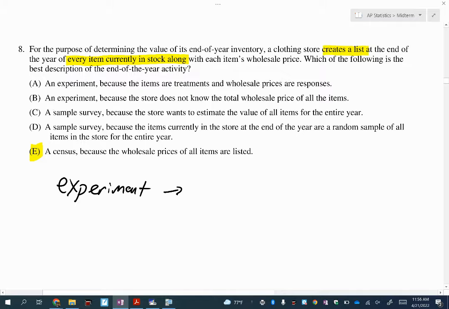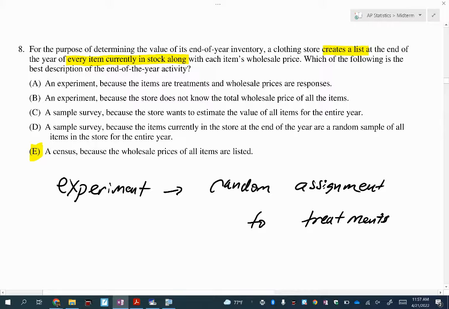Random assignment to treatment. So experiments, right? If you think it's an experiment, you should see random assignment to treatments, whether that's people or experimental units. We've done one, we talked about the chubby dogs, the 60 chubby dogs being assigned to different treatments that included an exercise and a diet plan, if you remember that example.